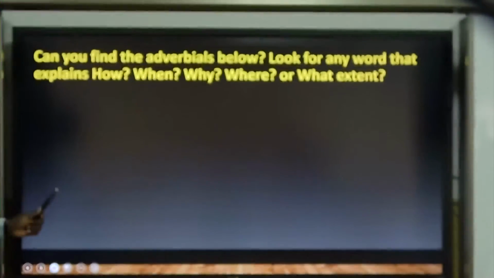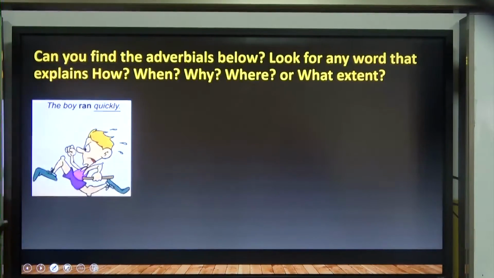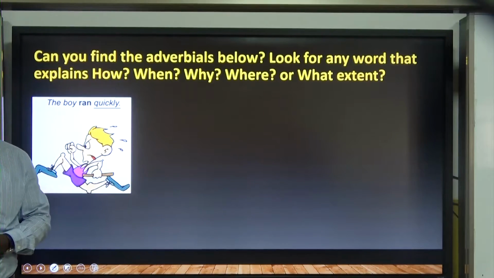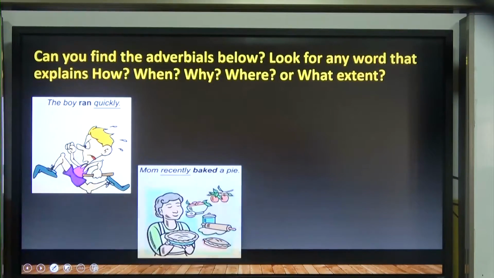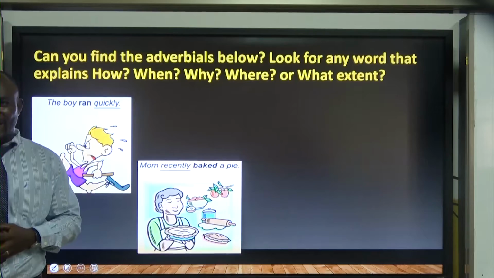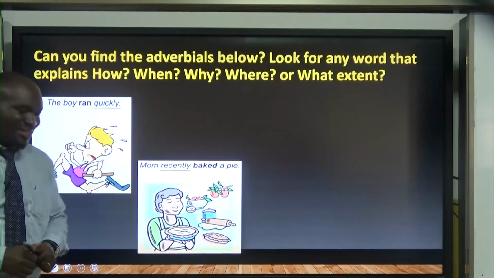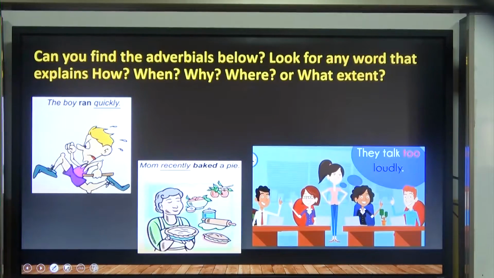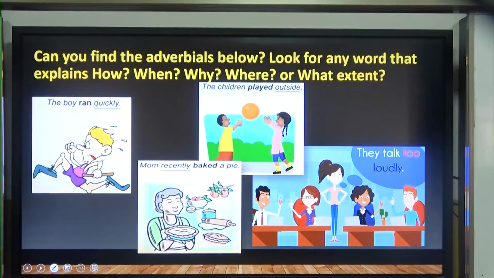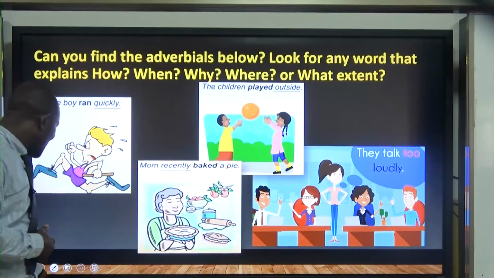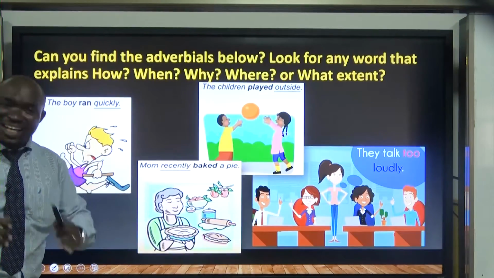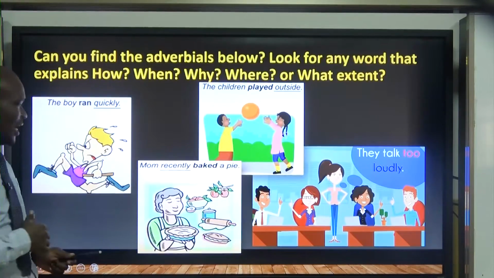All right, before we round up the session, let us quickly find out what the adverbials are in these sentences. Can you try that? The boy ran quickly. Can you think of the adverbial? Good. Note it down. What about Mom recently baked a pie? Can you identify the adverbial? Okay, let's try another one. They talked too loudly. The children played outside. And if I want, they played outside happily. You can find the adverbials. I'll leave you to identify them. Please put them down in your note.